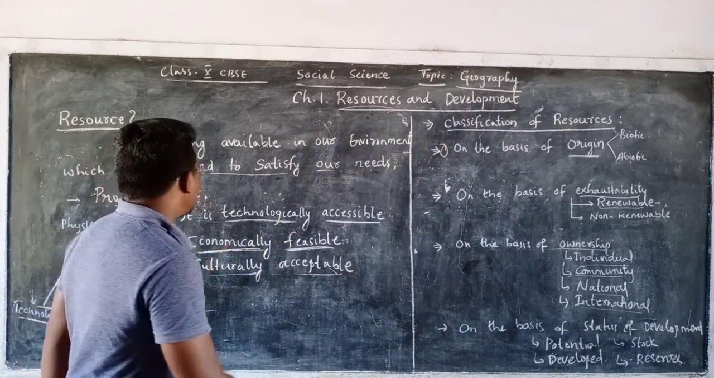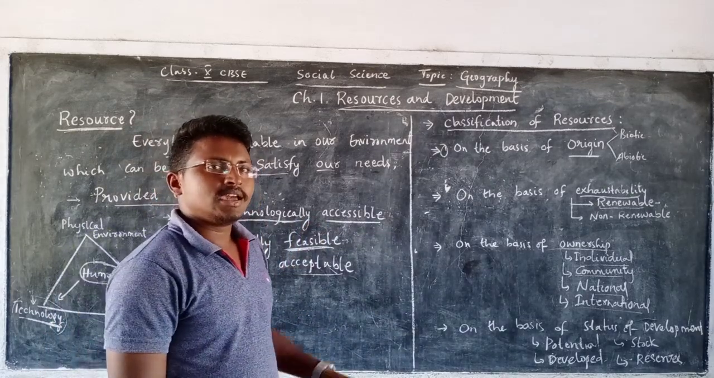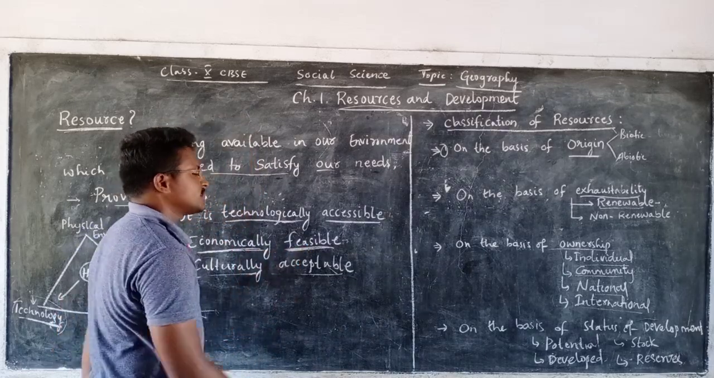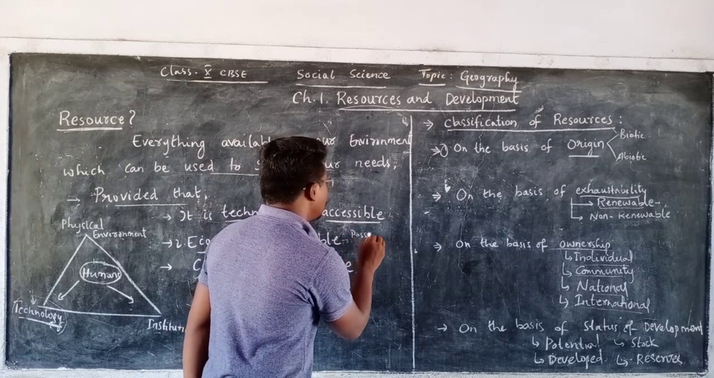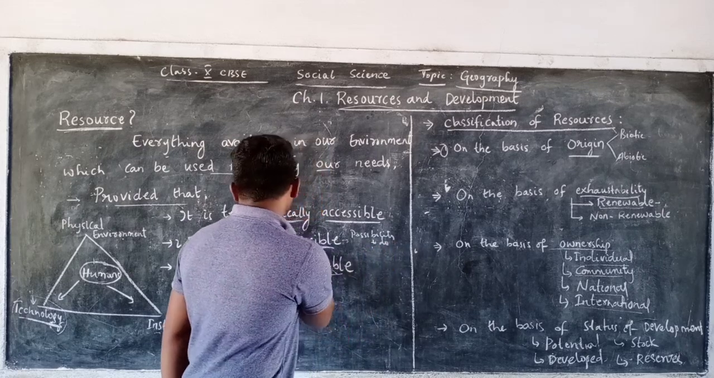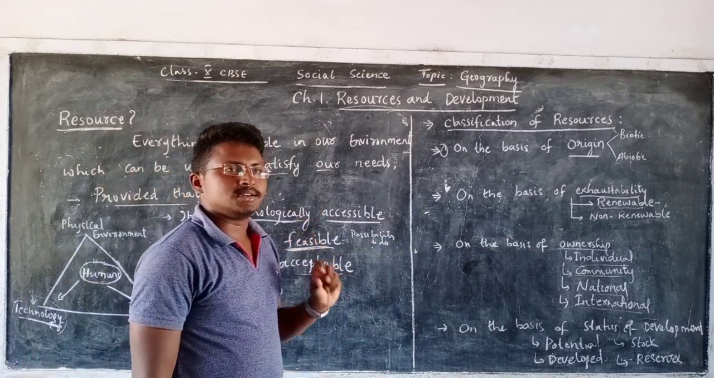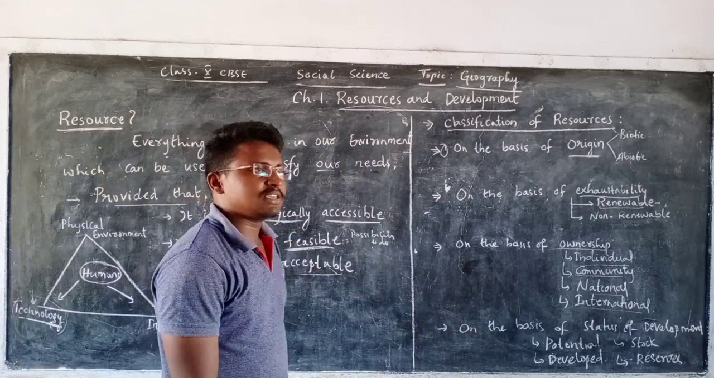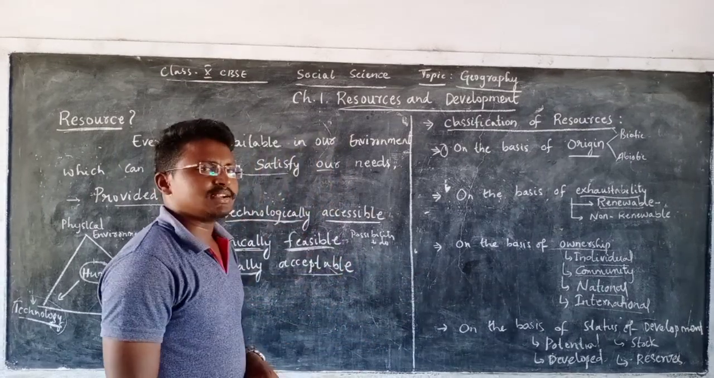First, technologically accessible means we should have a proper technology in extracting that resource. Second thing, economically feasible. Feasible means whether we have the possibility to do or not. That means whether we have proper financial resources, proper money to extract that resource. Then third thing, culturally acceptable. That means the society should accept to extract that resource.